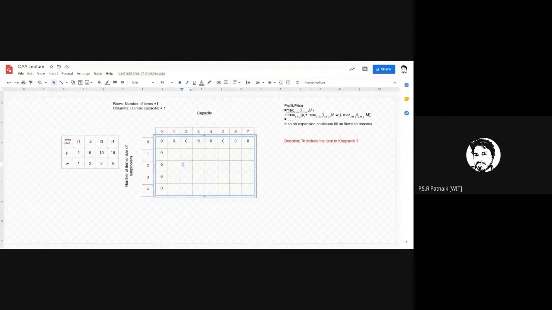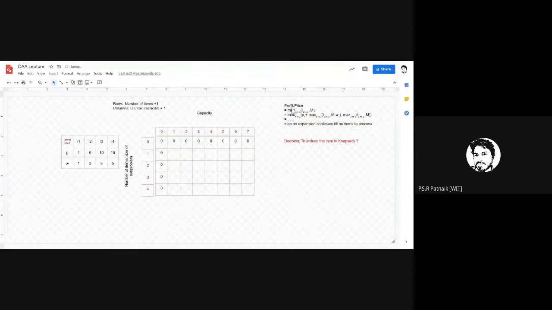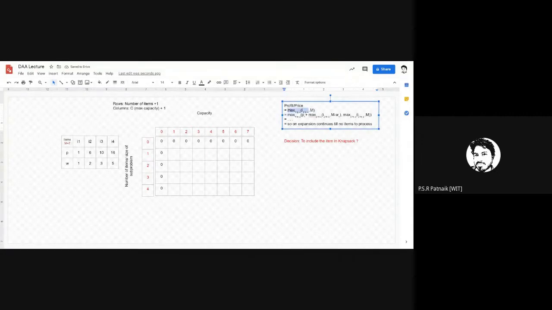Okay. Now if you look at this equation, I want the maximum profit for items from I1 to I4 with capacity M. What is M? M is the maximum sack capacity. M is equal to 7. If this is the case, there could be two choices: either I get a profit by including this item or by excluding that item.